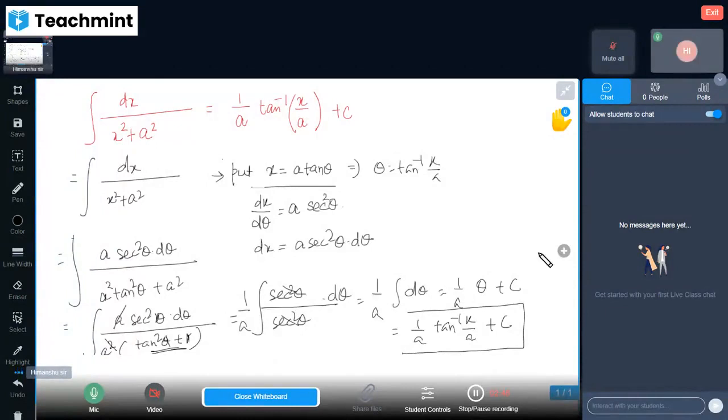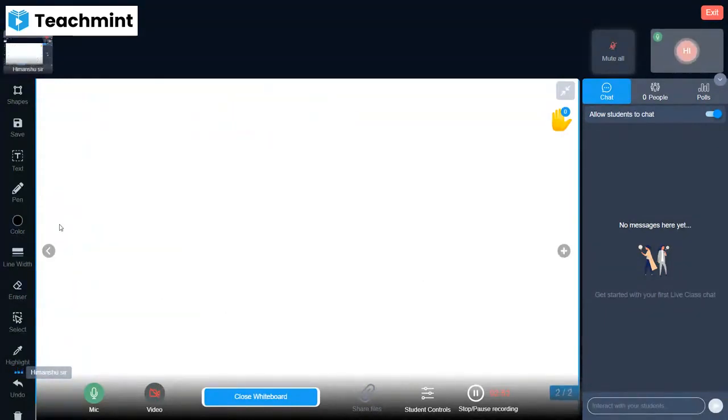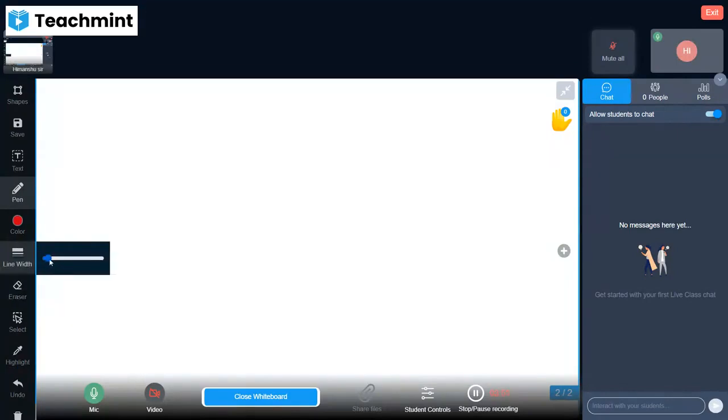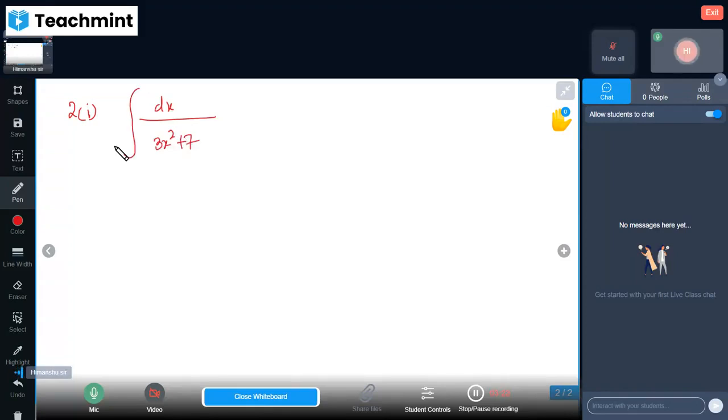Okay, so let's do a few questions to make it stable. So here it is, question number 1. Question number 1 is from the elements book. Let us try number 2, first bit. So dx upon 3x square plus 7 is the question.